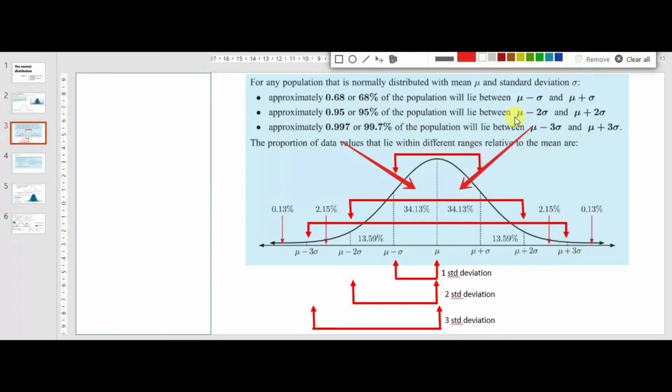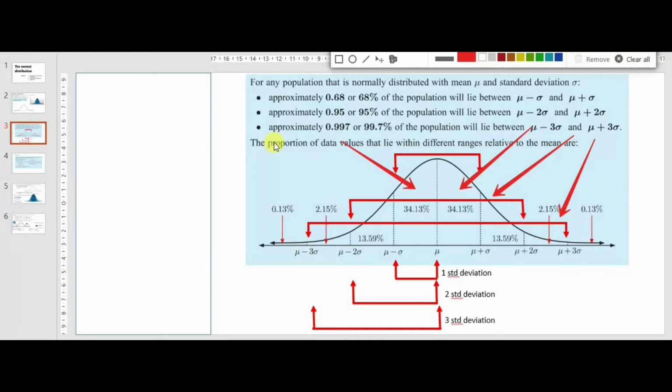95% of the population will lie between the mu and two standard deviations, which is here. So it includes these two areas and these two areas. So all the way from here until here, 95% of the population will usually lie in that area. And if you're looking at the third standard deviation, then we are talking about 99.7% of the population will lie between this point and this point.